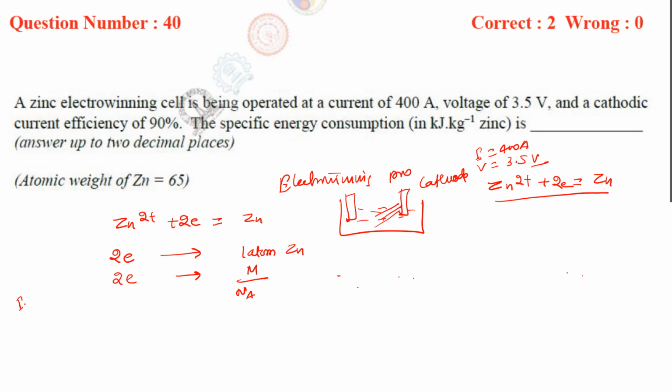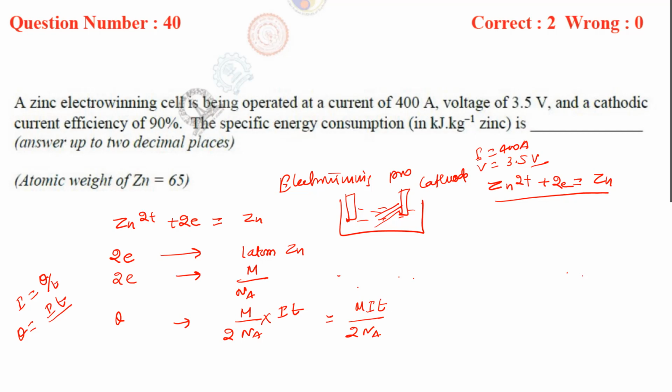Now we know that I amount of current is there, so I is equal to Q by T. So Q will be that amount of charge. If you are giving Q amount of charge, then the mass deposited will be M by 2 into Na into Q, and Q is nothing but I into T. So the mass deposited will be MIT by 2Na. It is simple.